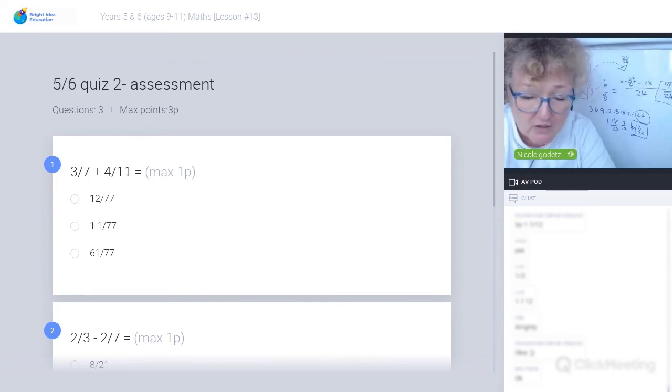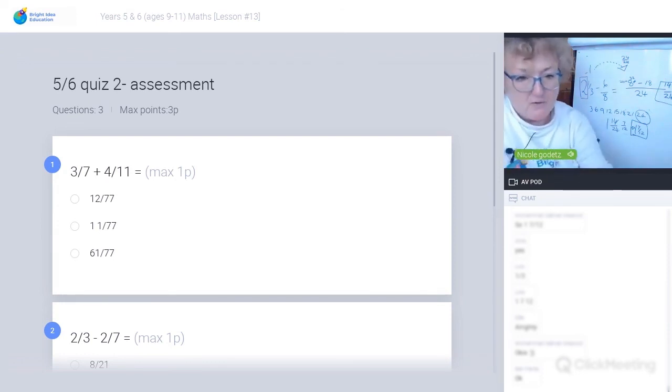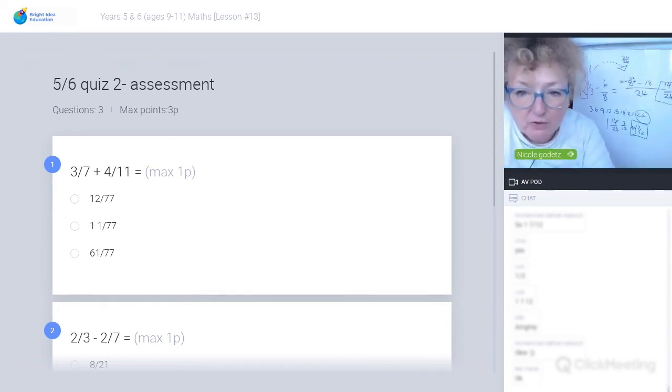So let's have a look. Okay, let's have a look at this last assessment of today. Question 1, you've got 3/7 and 4/11. I'm not going to go through these because these are an assessment. You will know whether you got the score right.